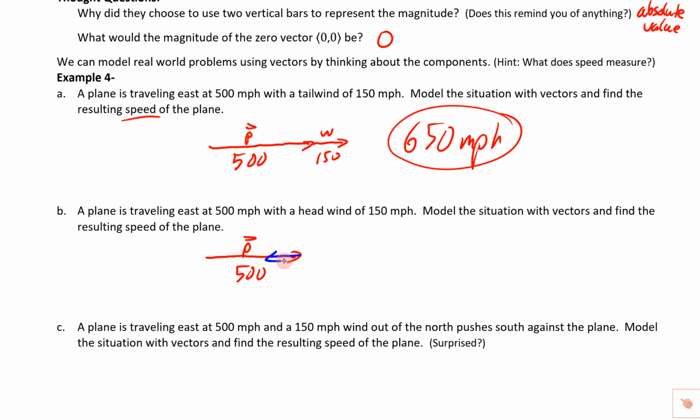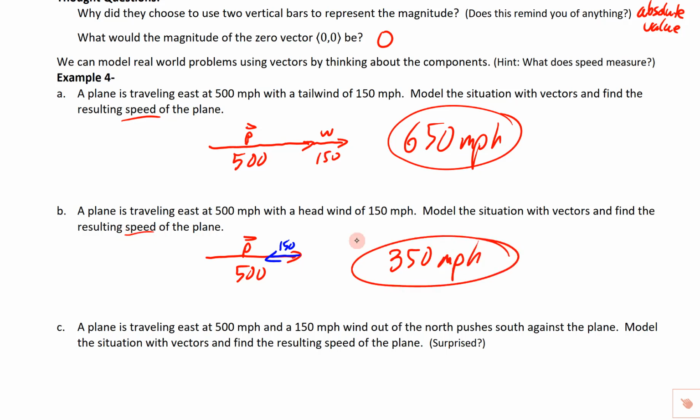Okay, so what that's going to do is it's going to have the effect of making that shorter. Now, I don't have to put a sign on here or anything like that, because the fact that we're saying it's a headwind, that would mean that it would be heading to the west. So the result of this is the plane is going to end up going slower, so it's going to end up going 350 miles per hour. Now, that is the speed of the plane.